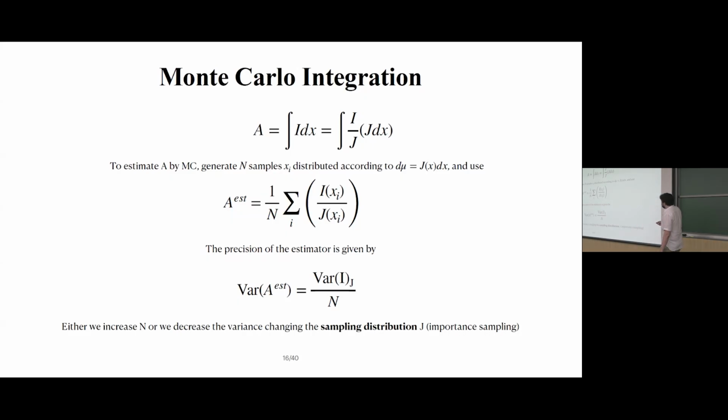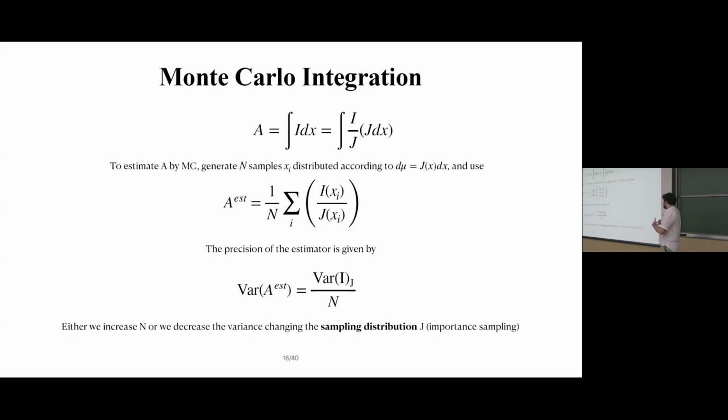And a simple calculation shows that it is equal to 1 over n, the number of samples, times the variance of the integrand with respect to the other distribution that you chose, J. So the way to make this number small, so to make the estimator precise, is, of course, either increase the number of samples or choose wisely the distribution J so that the numerator becomes small.